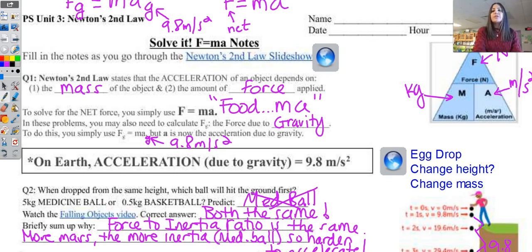All right, there's a quick video, and I'm going to click over to it in one second. Okay, so let's take a look at this video. He's going to tell us to predict whether the medicine ball or the basketball is going to fall to the ground first, and he's going to ask a few people. I'm going to fast forward in just a second and see what some of the people believe is going to happen. I'm assuming that you're probably thinking the same thing. I want you to make a prediction.